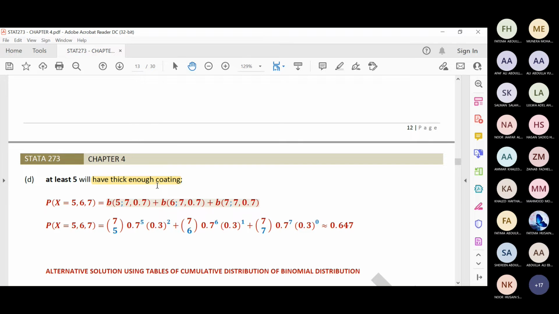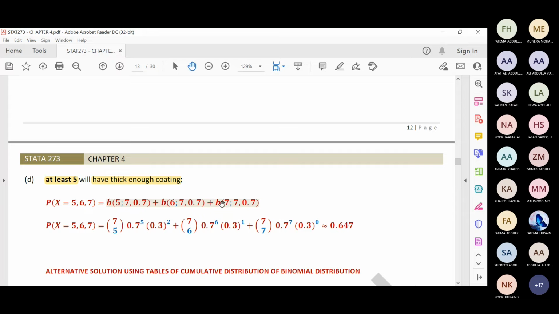What does it mean, at least 5? It means 5 or 6 or 7. Because here we have 3 substitutions only, it's not long, so I can do them. So what shall we do? First, we will replace x with 5. Second, we will replace x with 6.